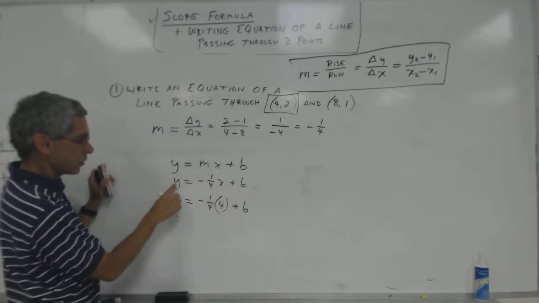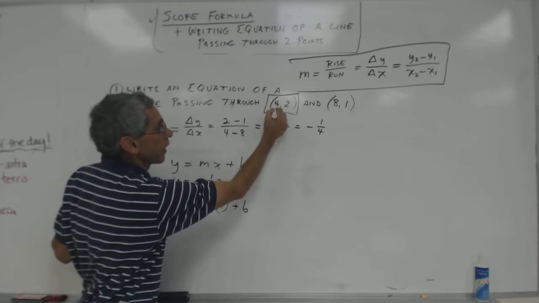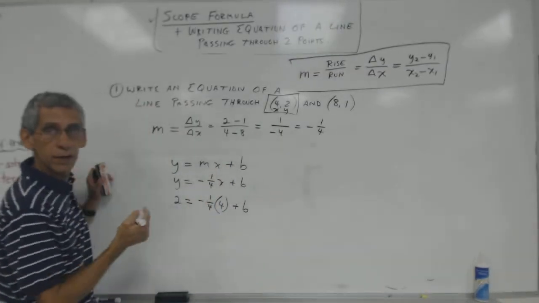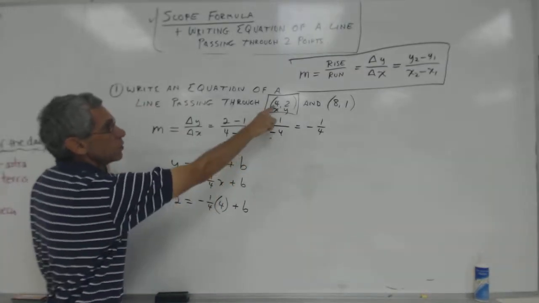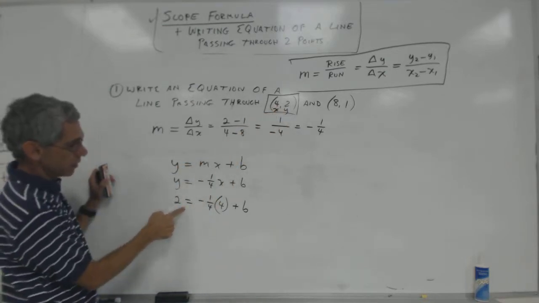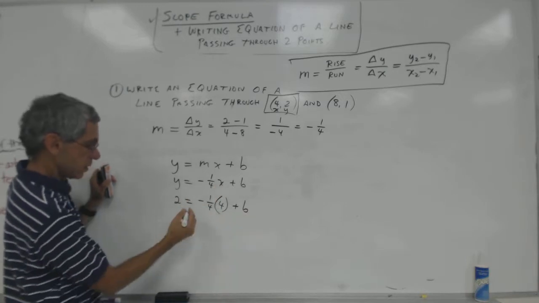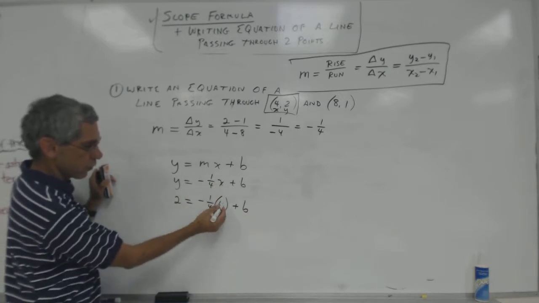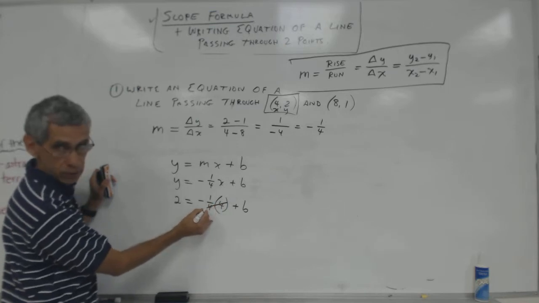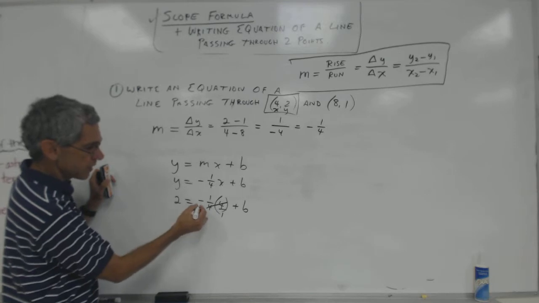And now I'm going to replace the y and the x with this point. That's my x, that's my y, right? This is the point I'm using. So if x is 4 and y is 2, I put 2 for y equals negative 1/4, 4 for x, plus b. Well, negative 1/4 times 4, look at that, the 4's cross out, because that's 4 over 1, they cross reduce, right? So it's just negative 1.